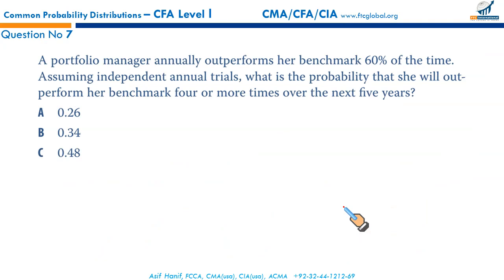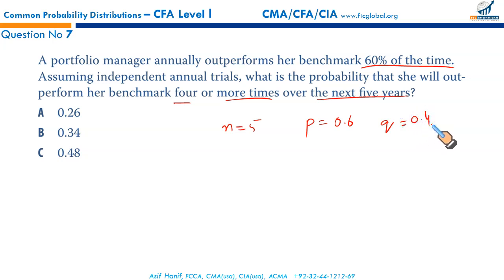Next, a portfolio manager annually outperforms her benchmark 60% of the time. Assuming independent annual trials, what is the probability that she will outperform her benchmark 4 or more times over the next 5 years? Now here we have n is equal to 5 years. The probability of success is 60% or 0.6. Probability of failure is then 0.4, of course, 40%.